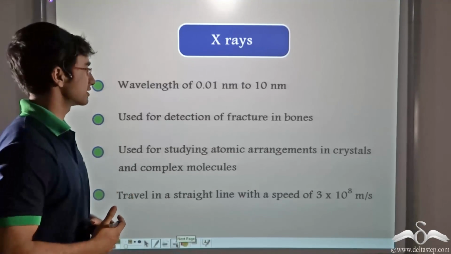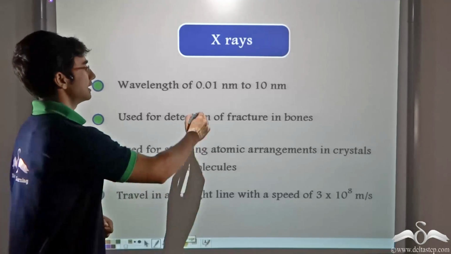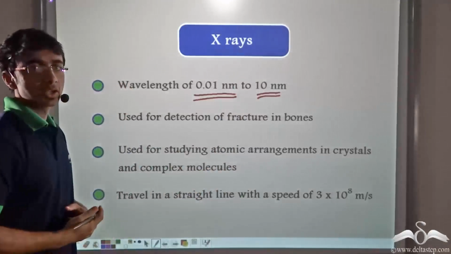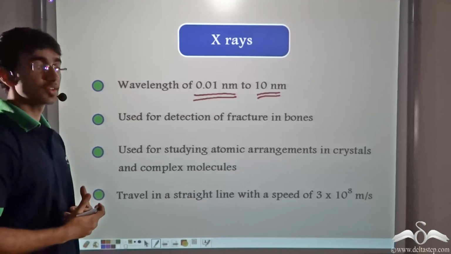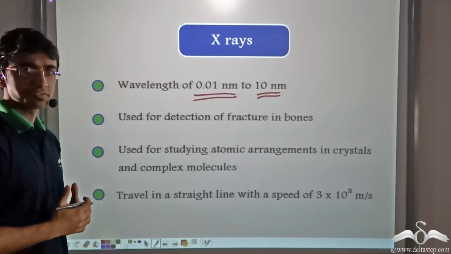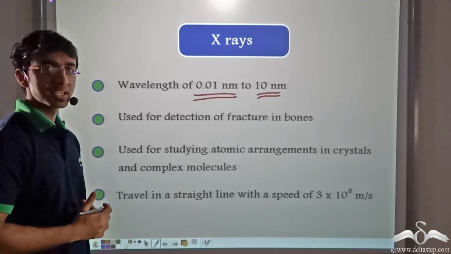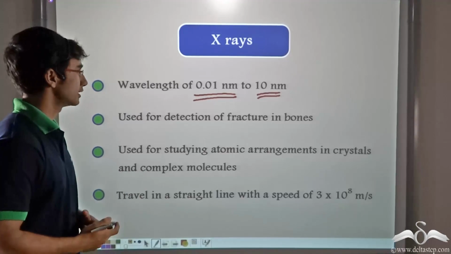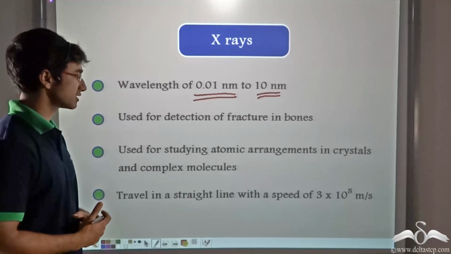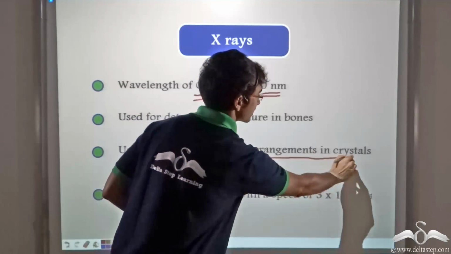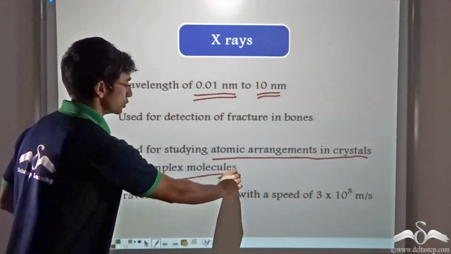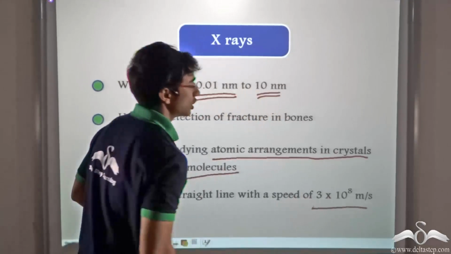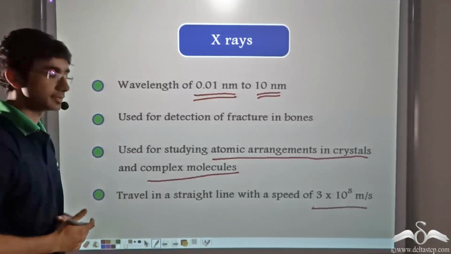Now we talk about X-rays. X-rays have a wavelength that ranges from 0.01 nanometers to 10 nanometers. Now as you know, X-rays are used for detection of fracture in bones. If you have got hurt in some place in your body, the doctor uses X-rays to determine whether there is any bone fracture or not. X-rays are also used in scientific studies of atomic arrangements in crystals and complex molecules. And X-rays also travel in a straight line with a speed of 3 × 10^8 meters per second.